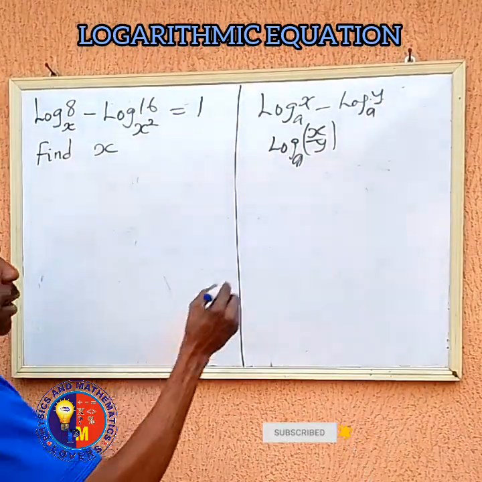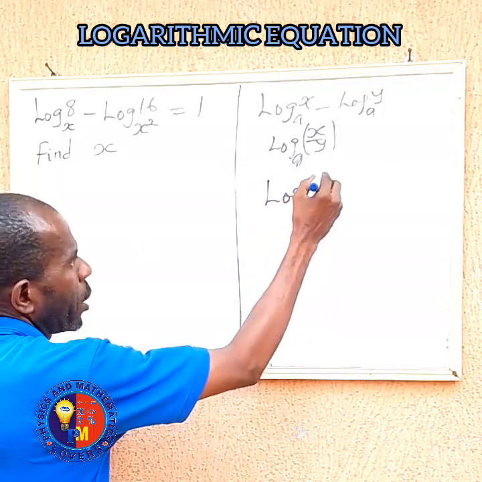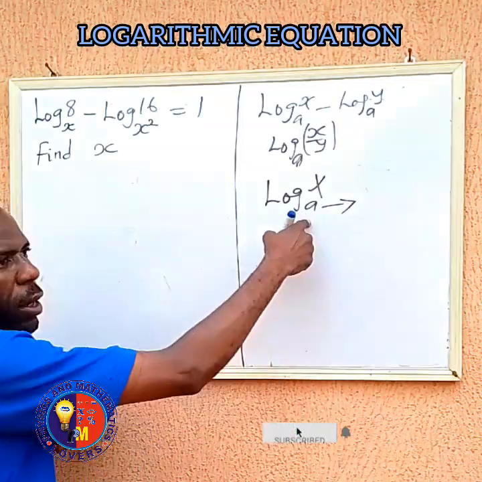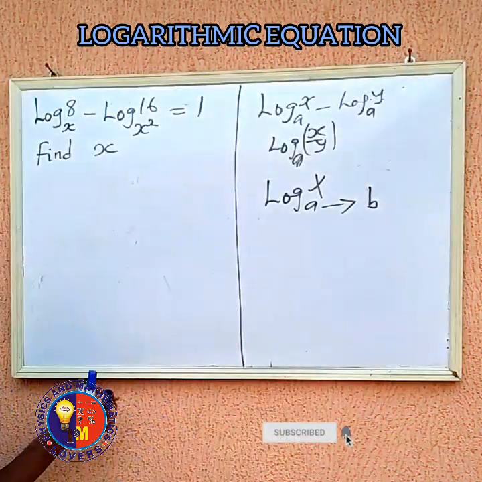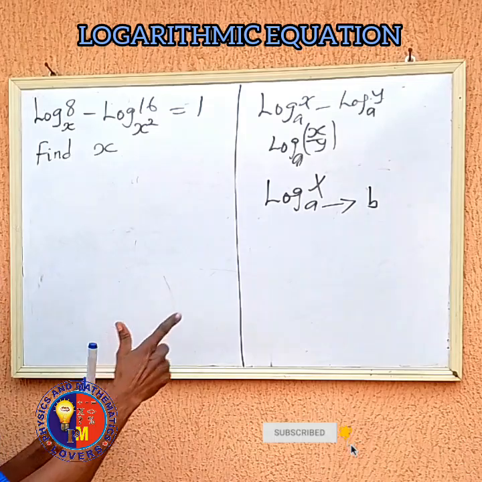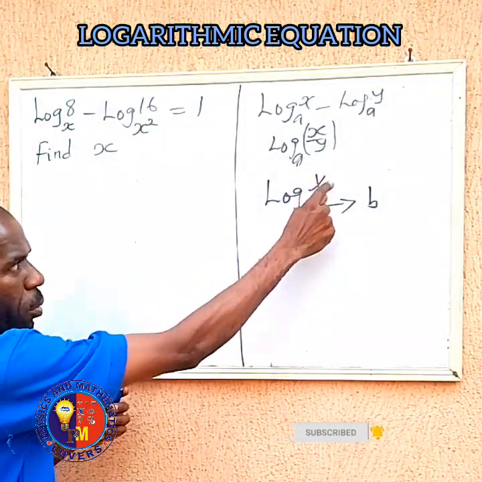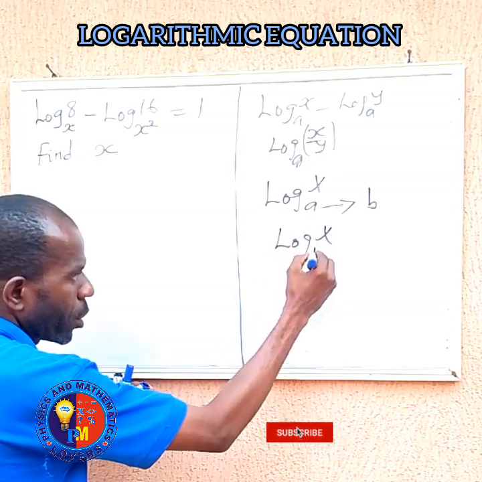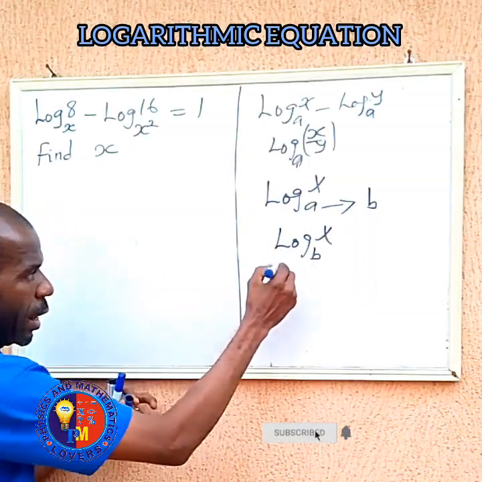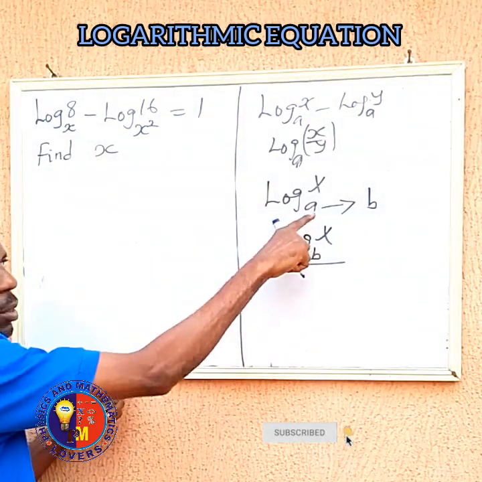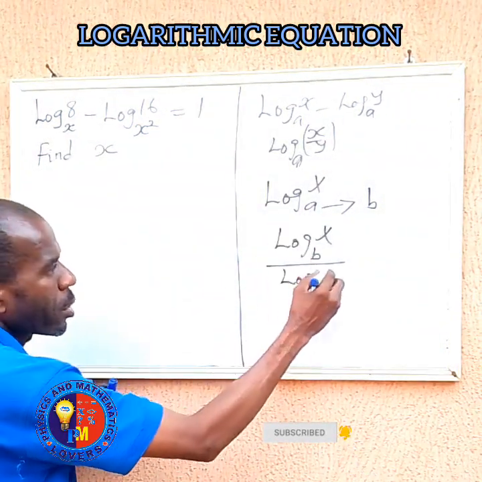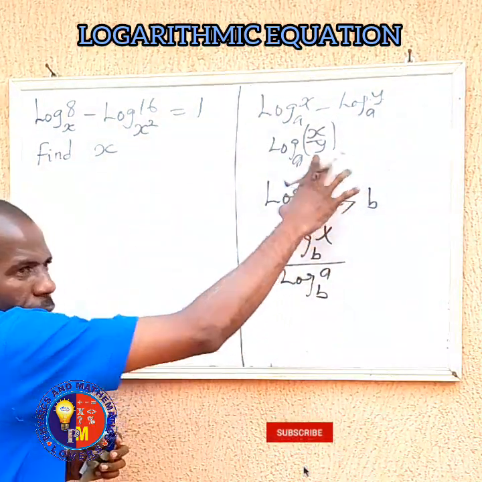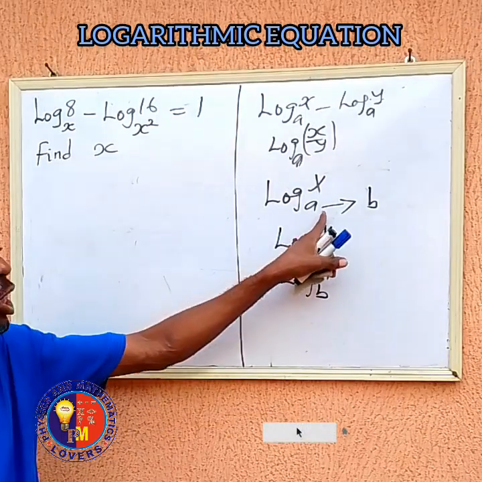Now, remember this formula. If I have log x to base a, and I want to change this base a to base b, how do I do that? I take the log of this x, which is the number, to base b, because that is the new base. Then all over the log of the former base a to the new base. This whole expression replaces it in our solving. That is what is called change of base.